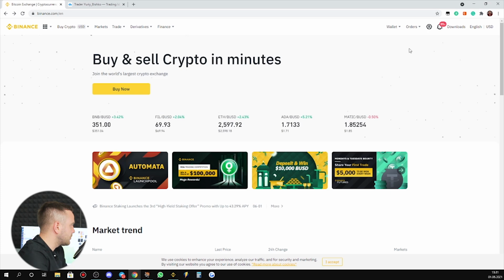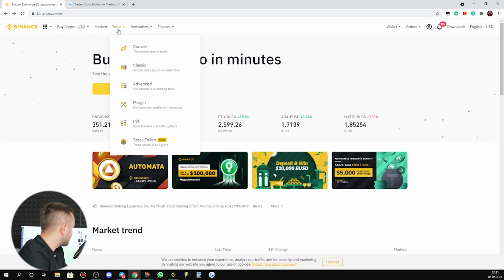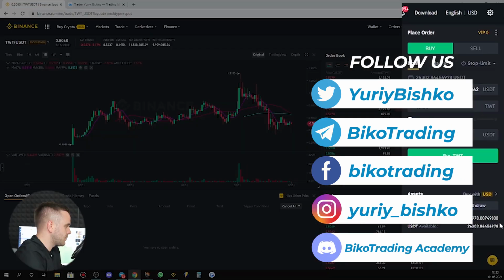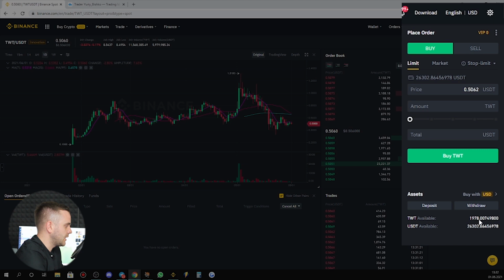First, take a look. When you open the main page, you open Trade, and I recommend you use advanced mode to trade the spot market. I'll share with you an example with TVT, a coin that I personally keep. As you can see, I have 1,978 coins of TVT. I'll share with you how I buy this coin and how I calculate my risk per position.